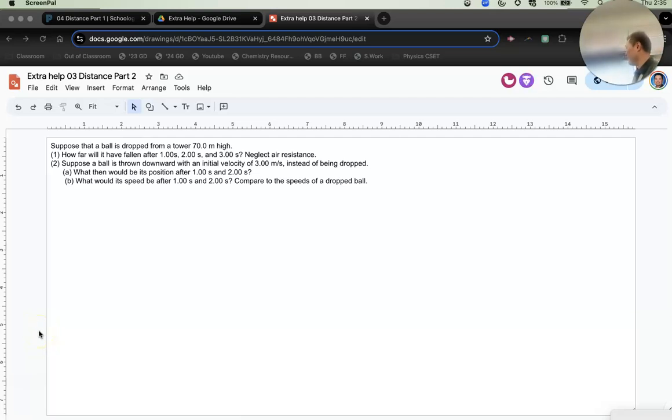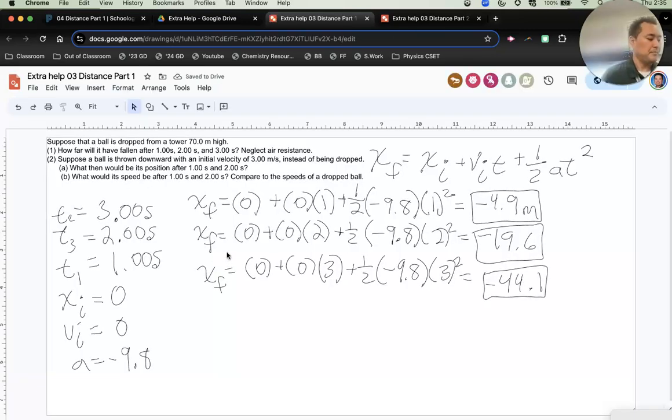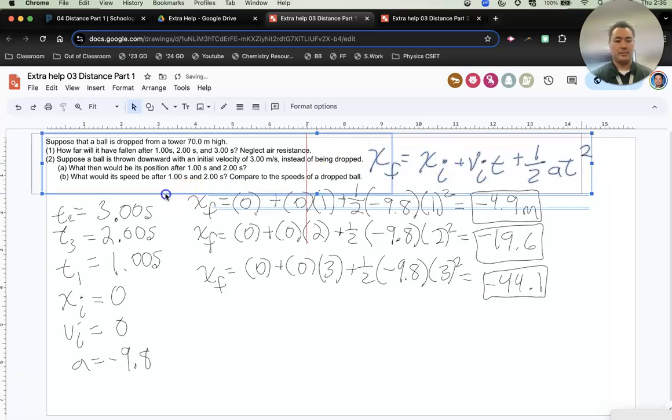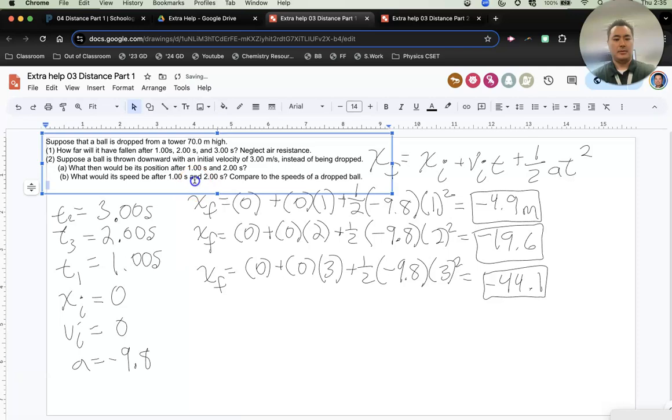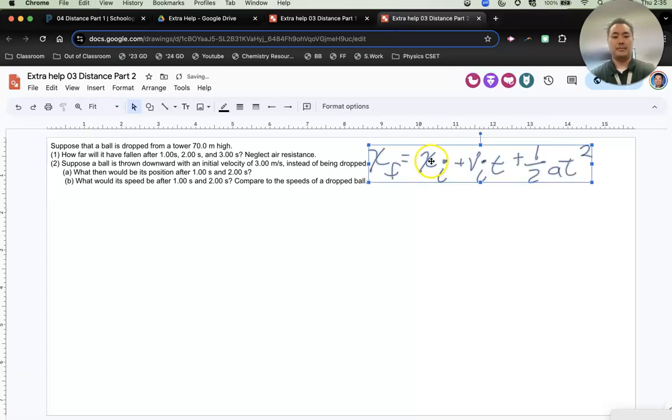Okay, now we're going to find part 2. We are going to use the same equation, but this time put in an acceleration. Let me borrow this equation from our previous notes. Paste it here.